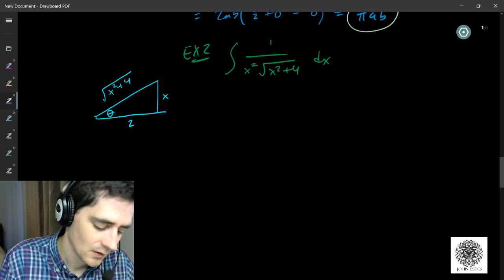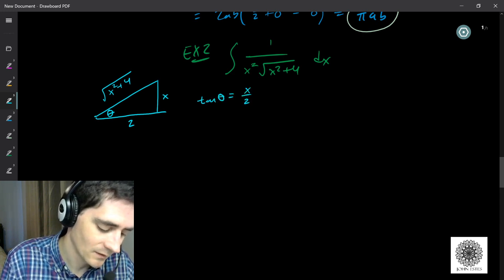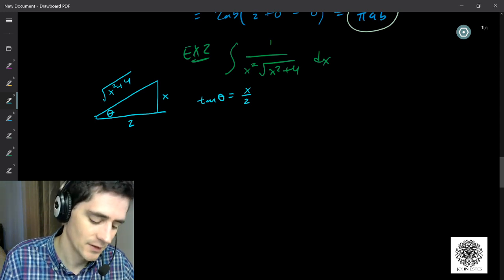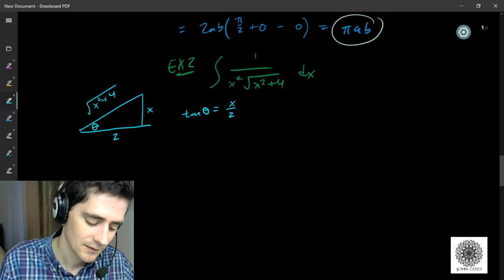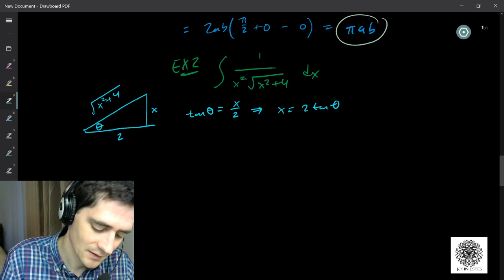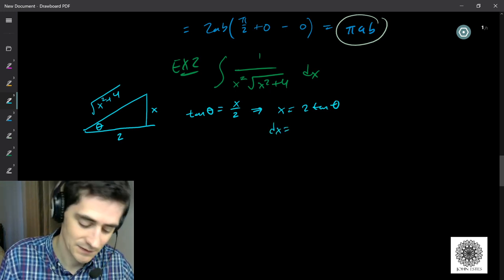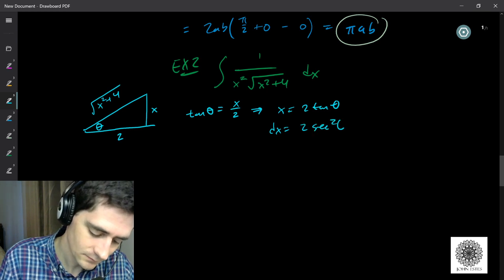Well, what if I do opposite over adjacent? Tangent theta equals opposite over adjacent. That's why I swapped the order of x and 2, because I wanted it to be a tangent situation. So if tangent is x over 2, in other words, x equals 2 tangent theta, dx then is going to be 2 times the derivative of tangent, which is secant squared.